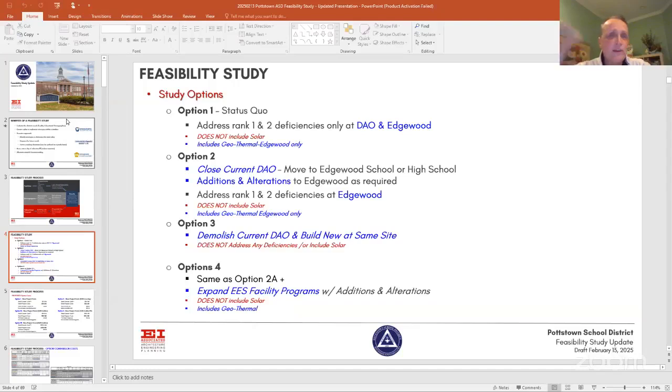Option number 3, again, more of a foundational piece, is demolishing the current district administration office and building a new one at the same site. However, this does not address any deficiencies with any of the buildings or include solar. And then option number 4 is, for all intents and purposes, the same as 2A, moving the DOA to Edgewood, but it's also potentially expanding the program at Edgewood from a revenue generation perspective.